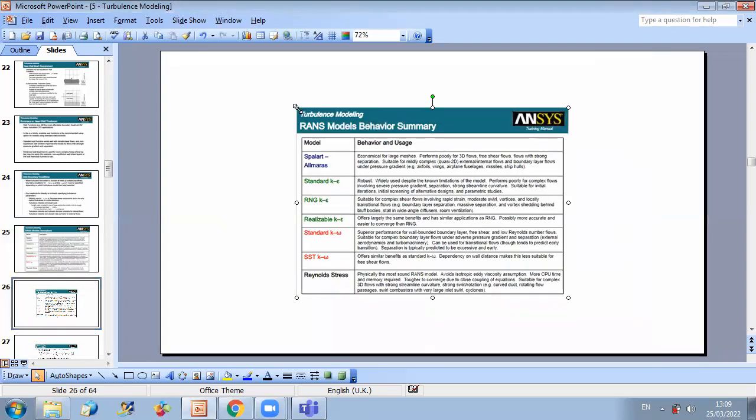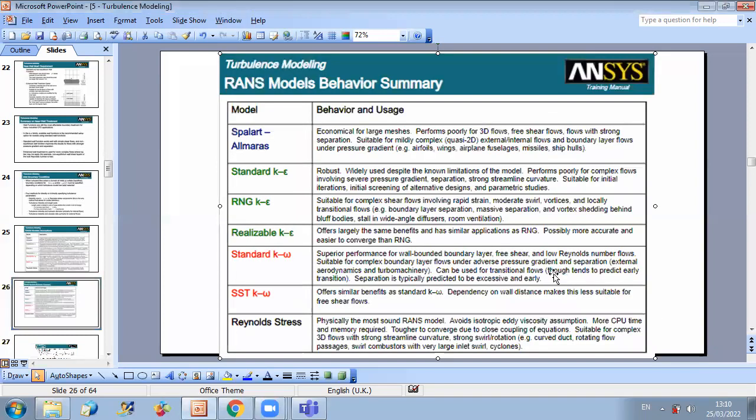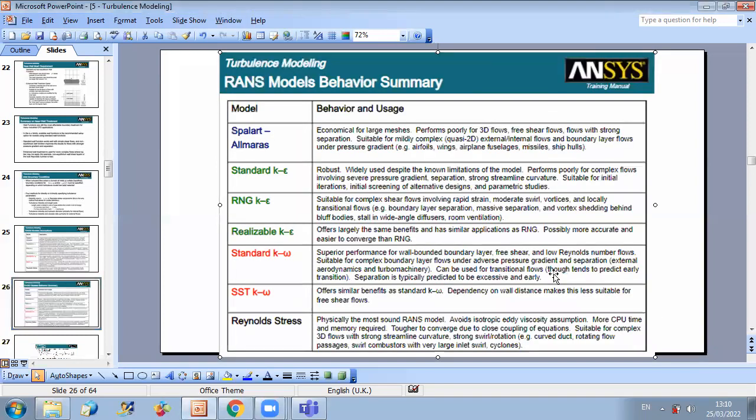Now, concerning the behavior and use of these models, we will also summarize their main applications in the following table. First, the Spalart-Allmaras model is an economical model for large meshes. So if you have a big space, and you don't want to come up with a very high number of elements, one option for turbulence modeling is the Spalart-Allmaras model.